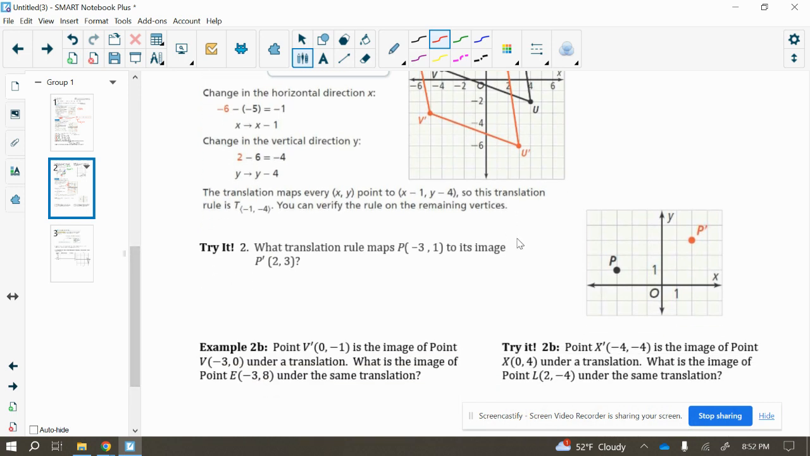If we look at example P, P is our original. We would have to move this to the right 1, 2, 3, 4, 5, up 2. So again, a giant T, right 5 units, and up 2 units to represent that value.